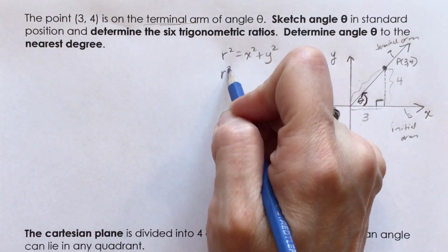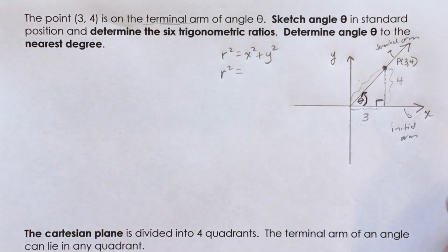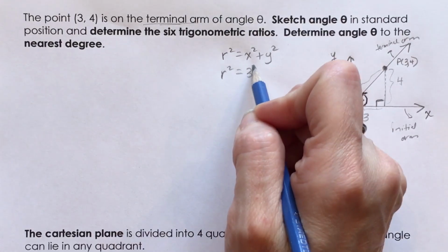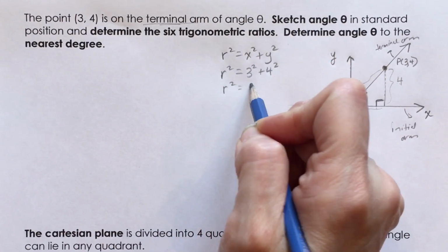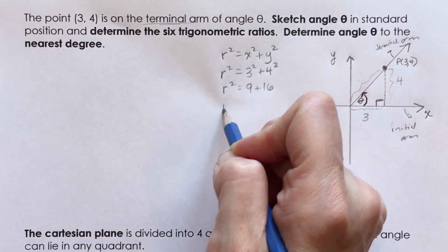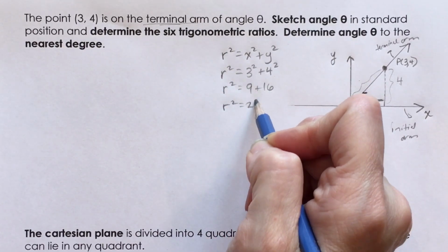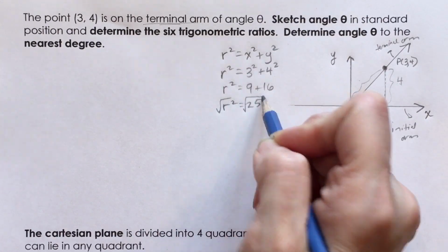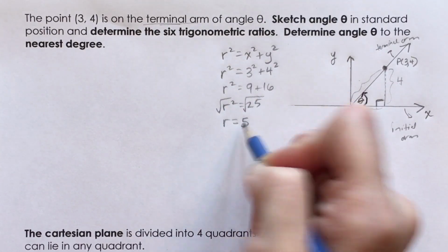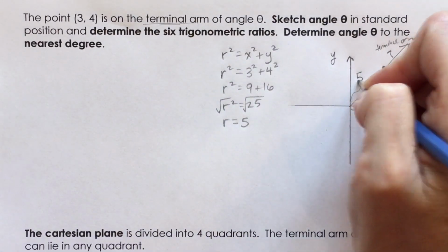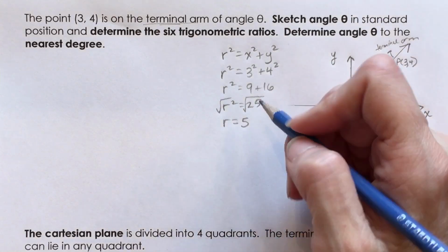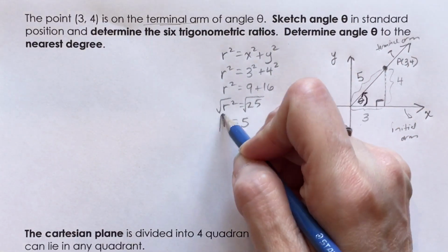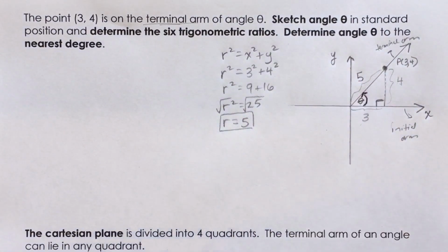So r squared, it's a hypotenuse because it's across from the right angle, is going to be x squared plus y squared. So square root. Now r is always a positive value, which is really important. It's a distance, okay? So when we go into other quadrants, x and y can change signs, but r is always positive. So we'll come back to that, but that's really important.